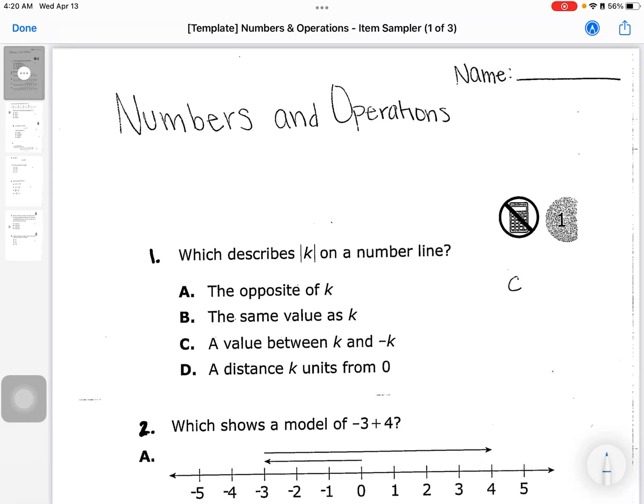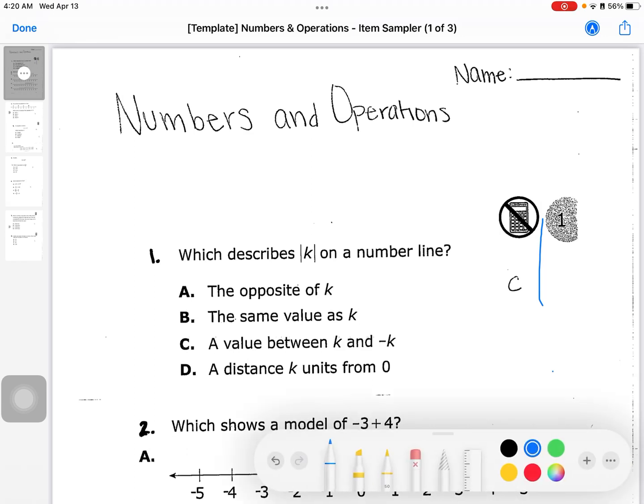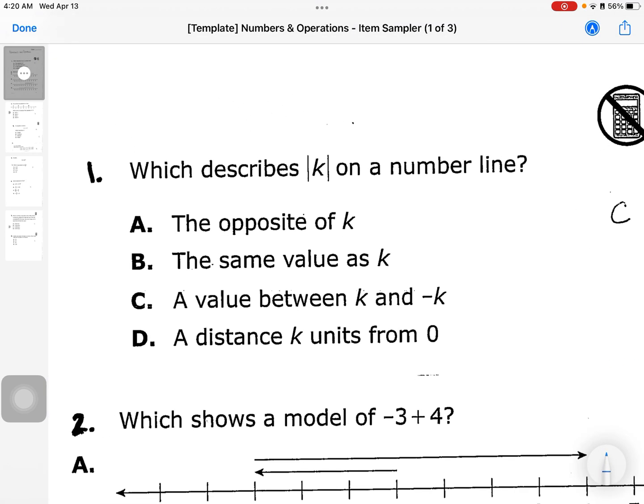All right, 7th graders, we're going to go through the number and operations packet and review some of the concepts that we have studied already in math. So we're going to begin with number 1 here. Taking a look at number 1, it says, which describes K on a number line. But notice that the K has these 2 straight lines on either side of it.